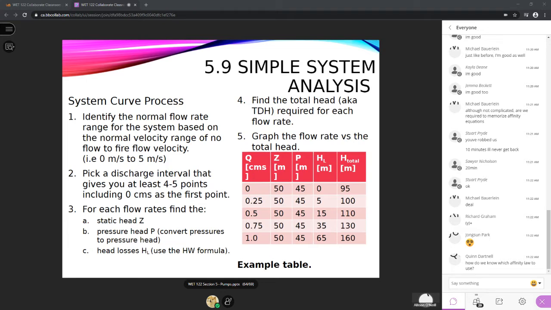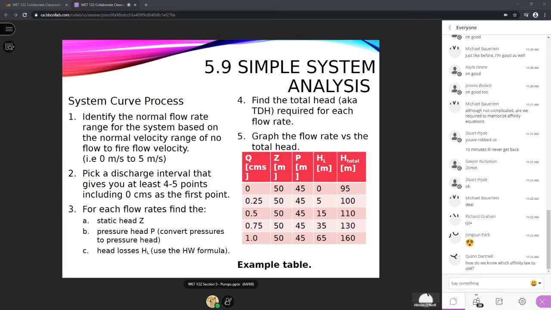Basically, what we're going to do is graph a system curve, and you create the points of the system curve by doing an analysis of your system. So I'm going to go through and give an example of how you do that. We've done some of that already, but we haven't actually put the data in the form of a curve yet. We've just done the hydraulic analysis of a system. We haven't graphed it.